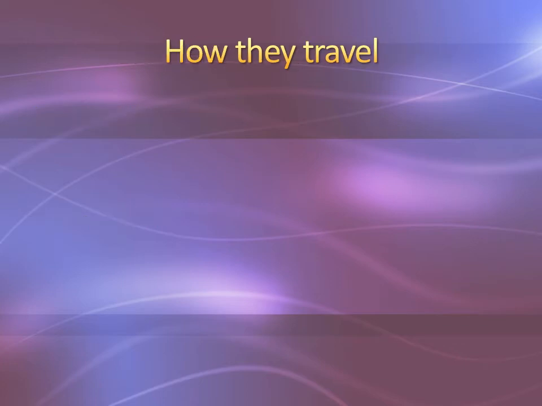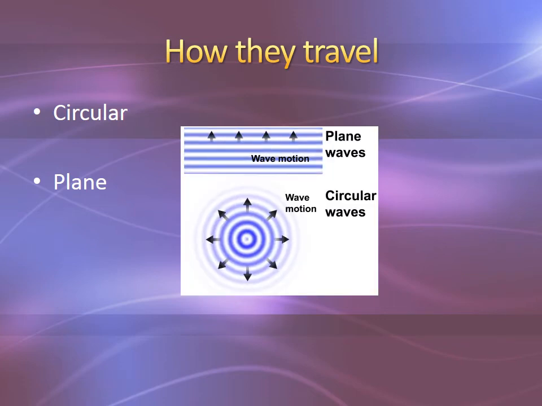The next way we can classify waves is based on how they travel. They can be circular, or they can go in a plane. Now, technically waves do both, but a lot of times we'll treat a circular wave as a plane wave in certain circumstances to make it easier to deal with.